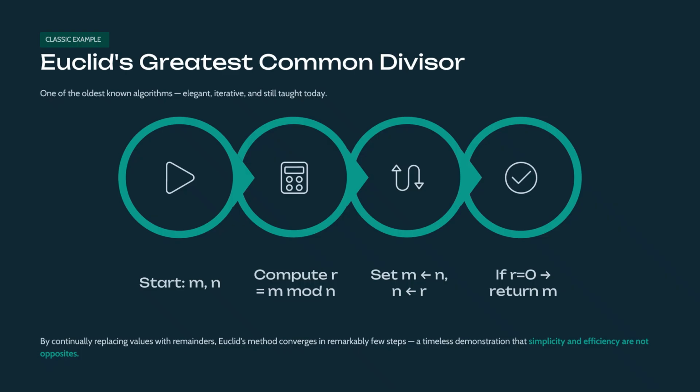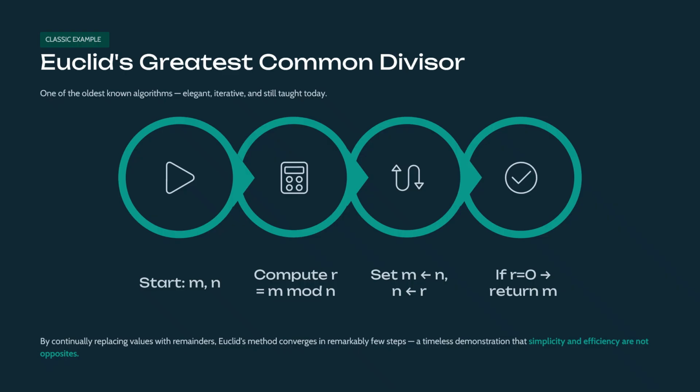Euclid's method works by repeatedly dividing the larger number by the smaller number and replacing the larger number with the smaller one while replacing the smaller number with the remainder. This process continues until the remainder becomes 0.